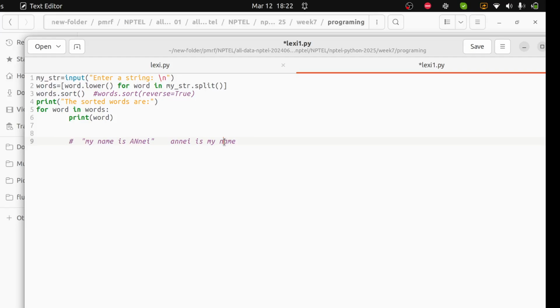Then we will print here "the sorted words are", and then we will have another for loop so that we can print in the same format we have given in our programming. Like you can see here, for word in words, print word. That means we are going to print these words in sorted form, in lexicographic order.